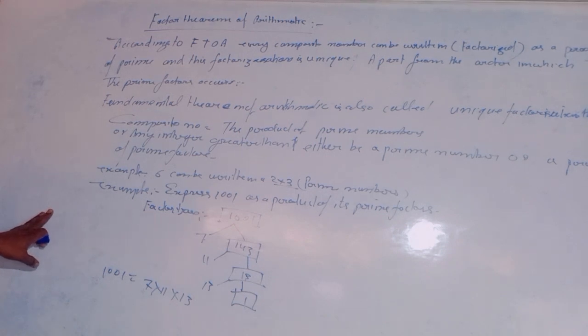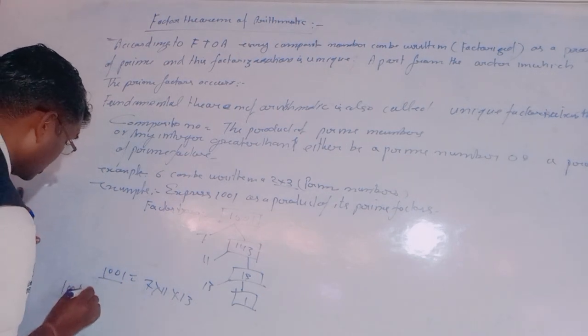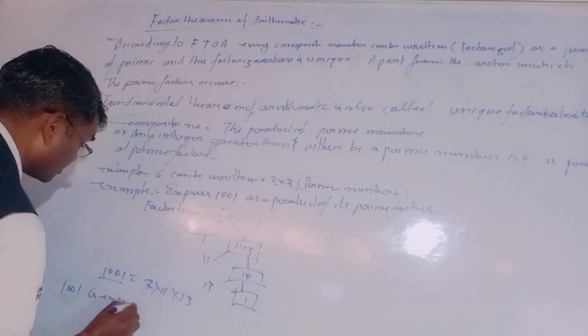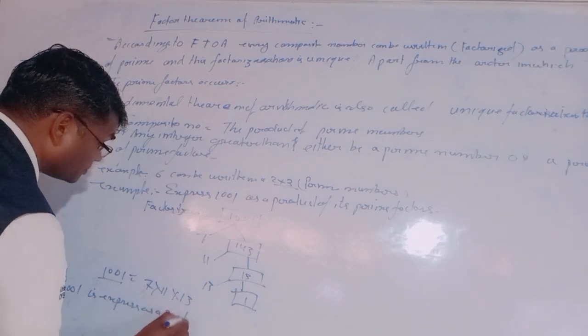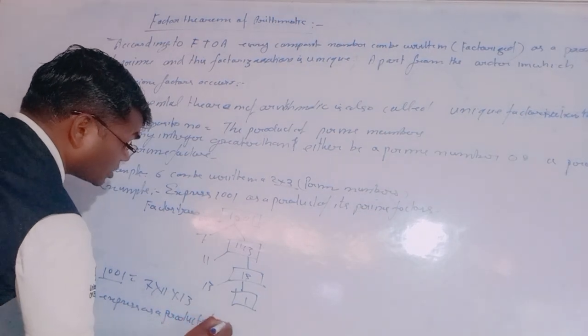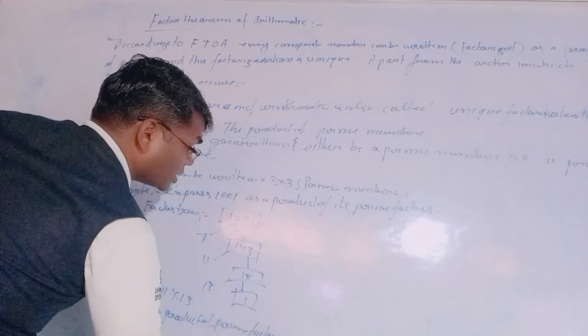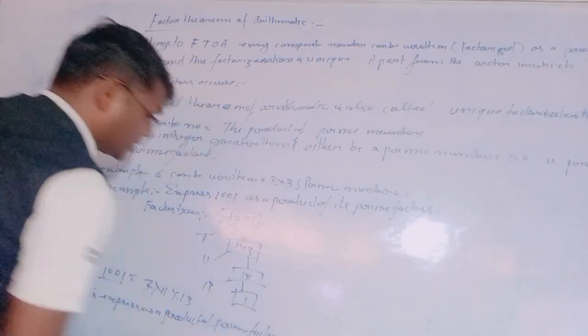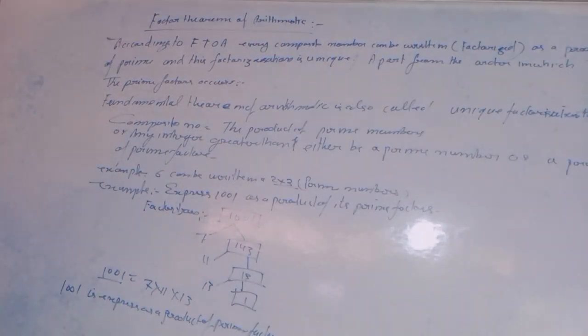So 1001 is expressed as a product of prime factors: 7 into 11 into 13. These are the prime factors in which it is expressed.